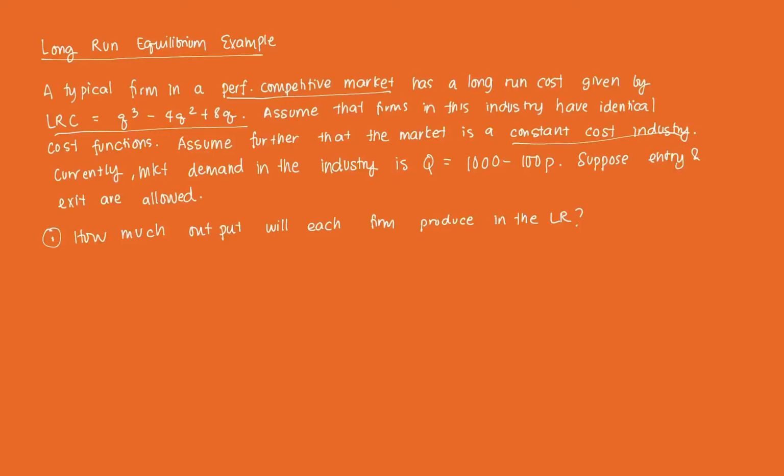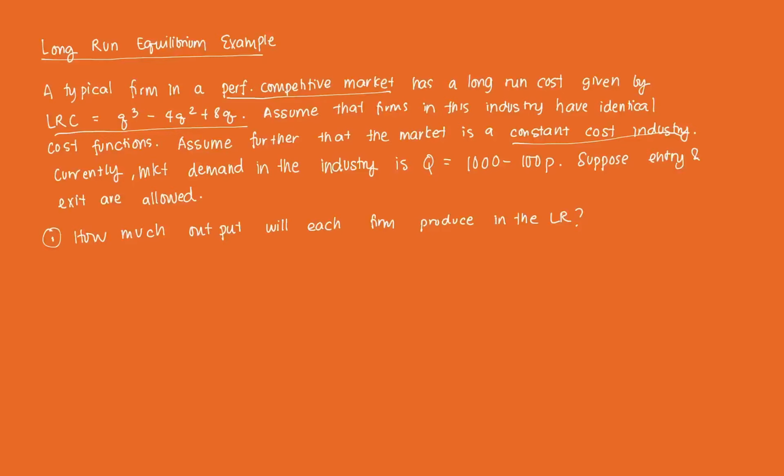So if you recall, when an industry is a constant cost industry, the entry or exit of new firms does not affect the input costs, which renders our long-run market supply curve horizontal at the unique long-run equilibrium market price. So even if new firms enter, that will not really change the market price because the input costs have remained fairly unchanged.